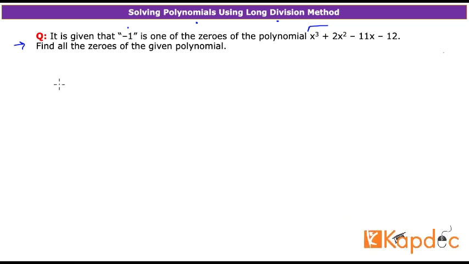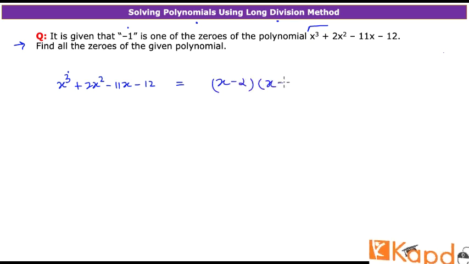So to begin with, let me write my polynomial here. It is x cubed plus 2x squared minus 11x minus 12. Now, since this is a cubic polynomial, because we have the highest power here as the cube, right? We can say that this polynomial is equal to the product of three zeros, right? This is what we have learned in our recent tutorials. And let's say those three zeros are alpha, beta, and gamma, right?